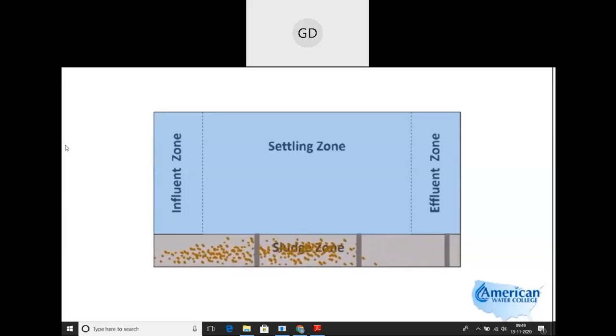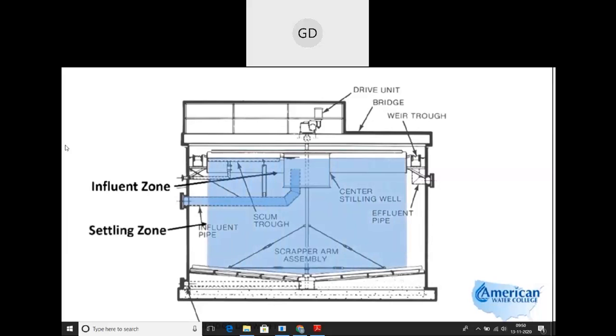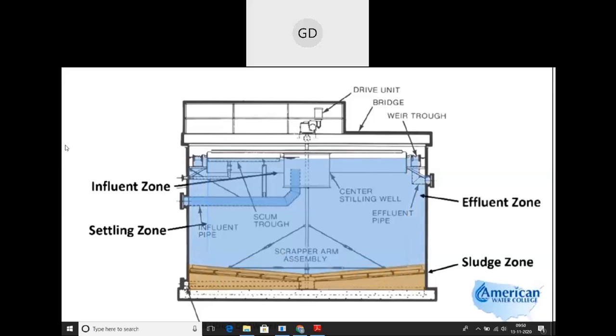Here we can see that there's the sludge collectors moving the sludge to the influent end of this rectangular clarifier for processing. Here we have pictured a round clarifier or a circular clarifier. The water comes in the influent into the center stilling well. This is the influent zone. The water then leaves the stilling well and moves outward through the settling zone. As the settleable particles settle out, they enter the sludge zone down at the bottom of the clarifier, and the outer edges make up the effluent zone. On a circular clarifier, the effluent weir goes around the entire circumference of the clarifier, and that is the effluent zone.